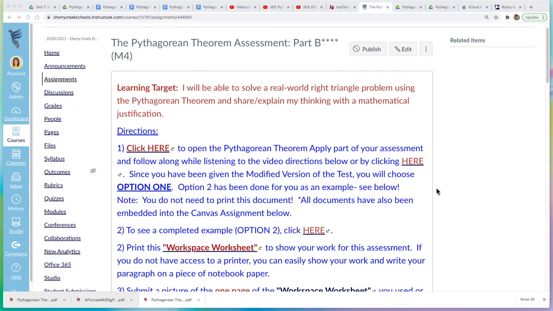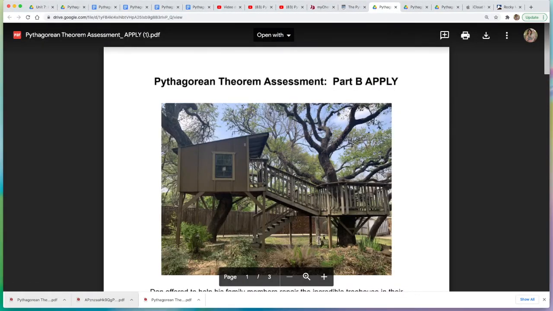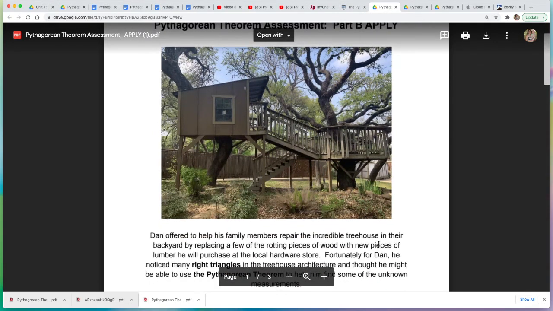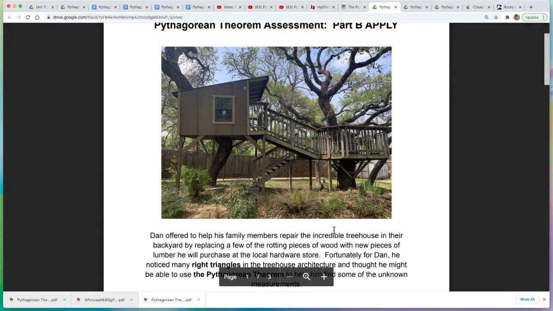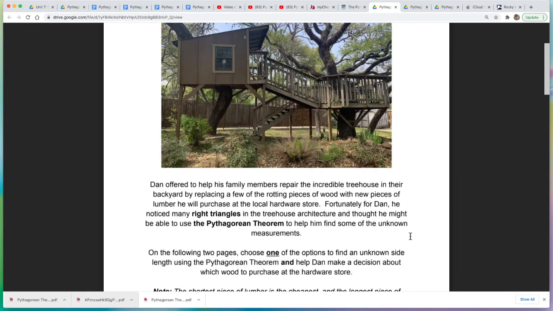Let's look closely at the apply section of your assessment. So you are given a scenario about a treehouse. Dan offered to help his family members repair the incredible treehouse in their backyard by replacing a few of the rotting pieces of wood with new pieces of lumber he will purchase at the local hardware store. Fortunately for Dan, he noticed many right triangles in the treehouse architecture and thought he might be able to use the Pythagorean theorem to help him find some of the unknown measurements.